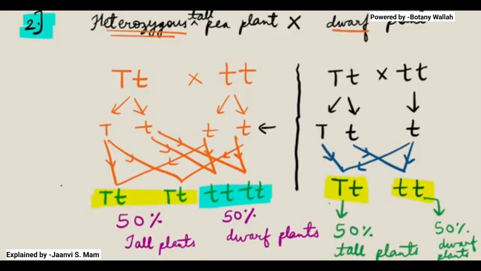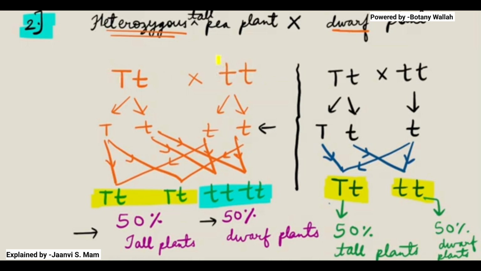Next, the question can be asked this way: what should be the genotypes of the plants, a reverse question, in such a way that we get 50% tall and 50% dwarf plants? For this 50-50 percent, the genotype should be heterozygous tall and dwarf.